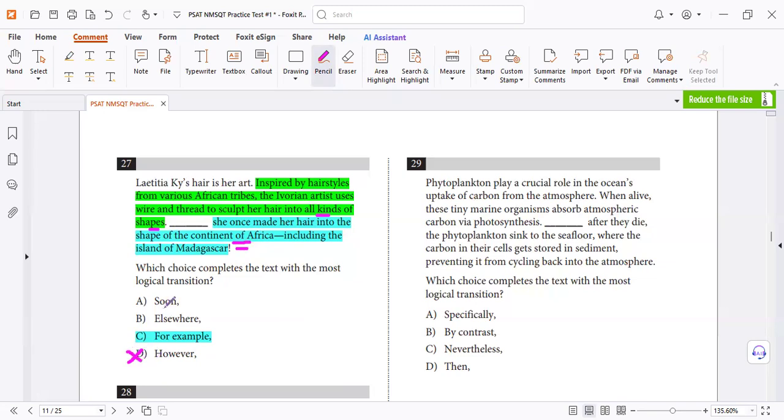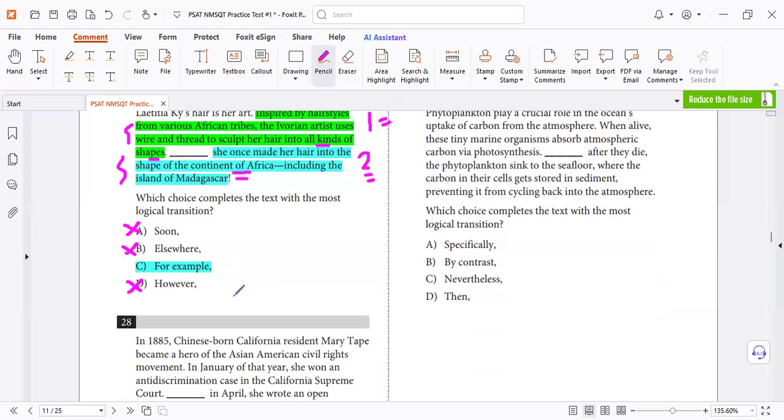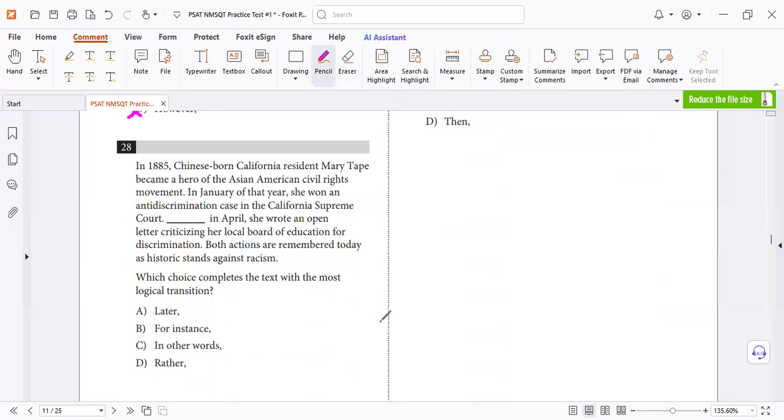Soon means like sequence of action. This action happened before that? No. Elsewhere means the action of two happened in time or place of one. He didn't mention elsewhere, so be wrong. So always find the sentences of the relationship. Come on, 28. 28.